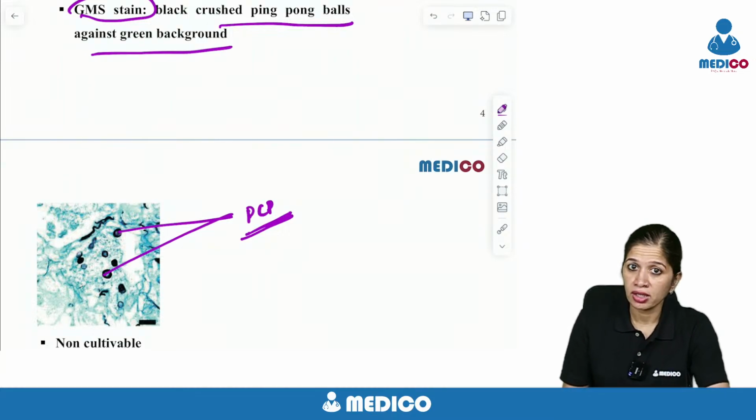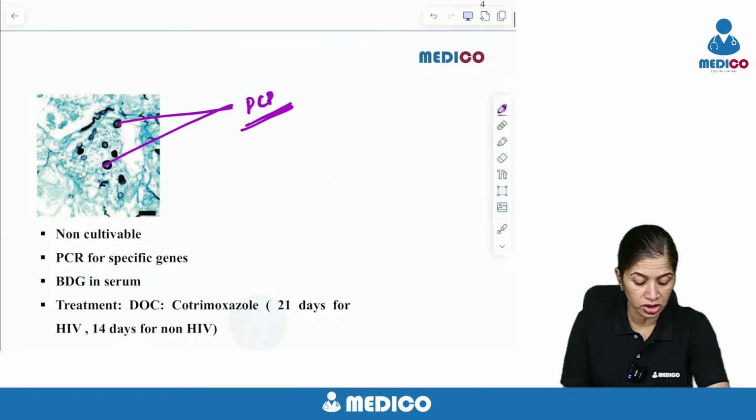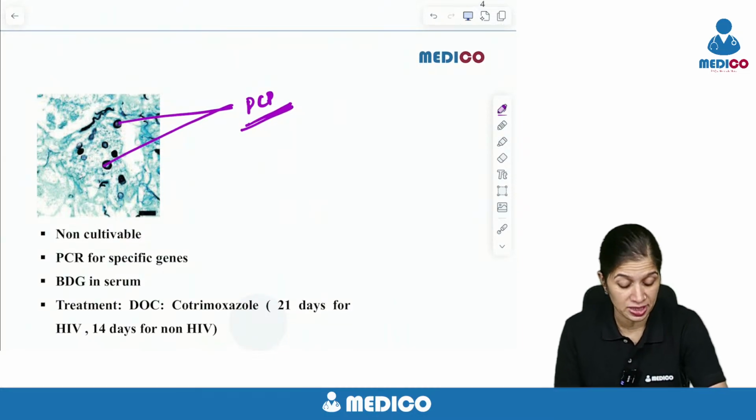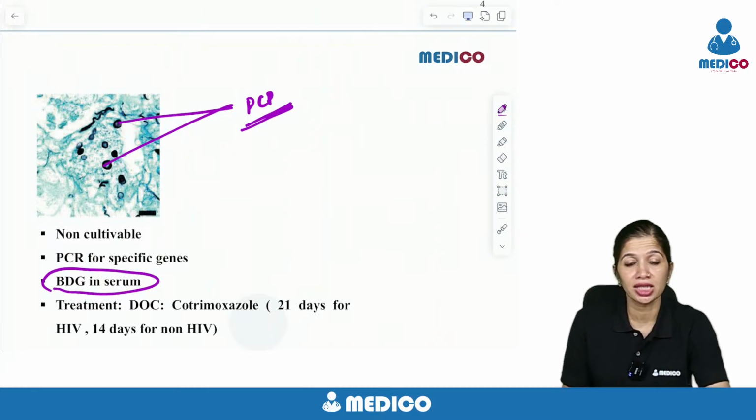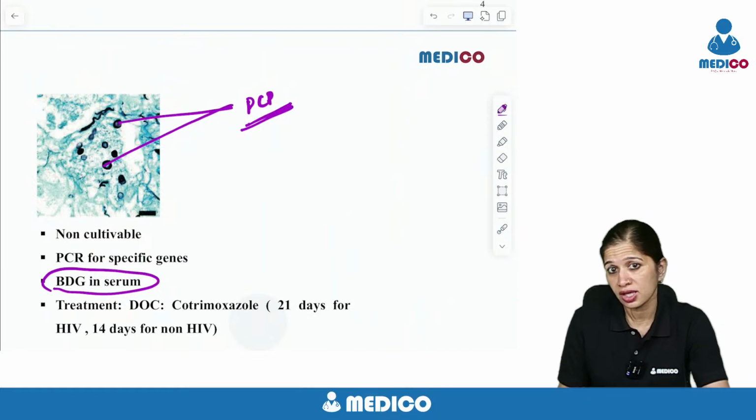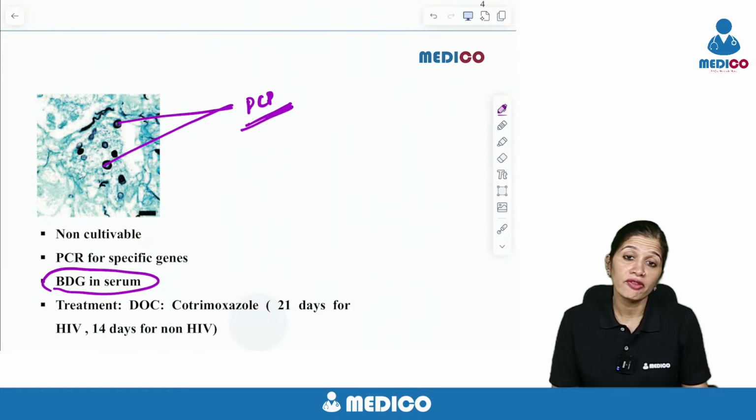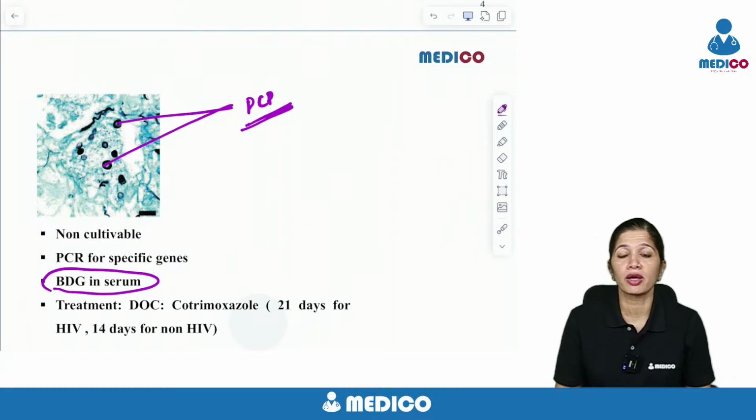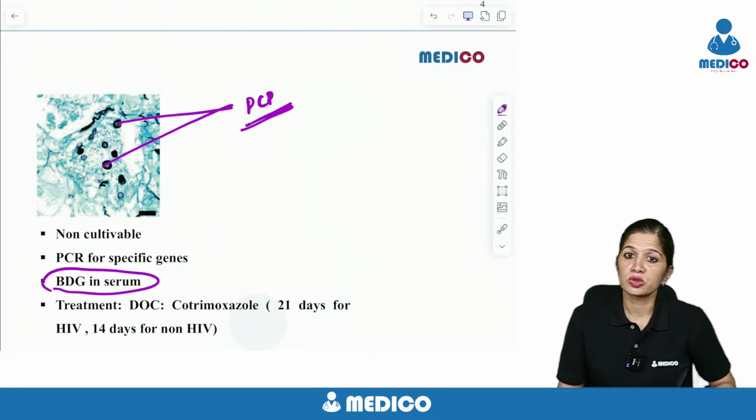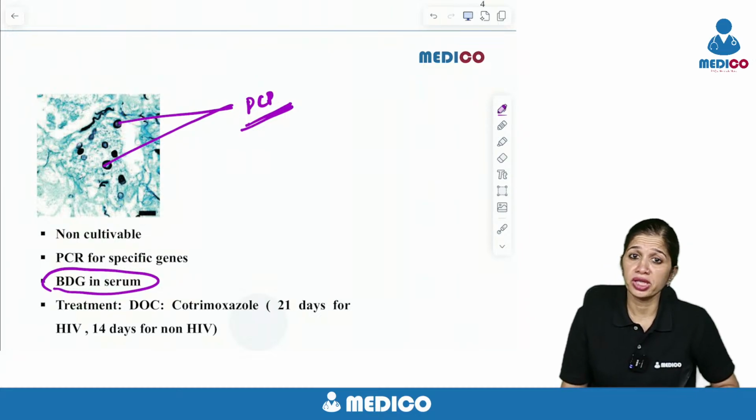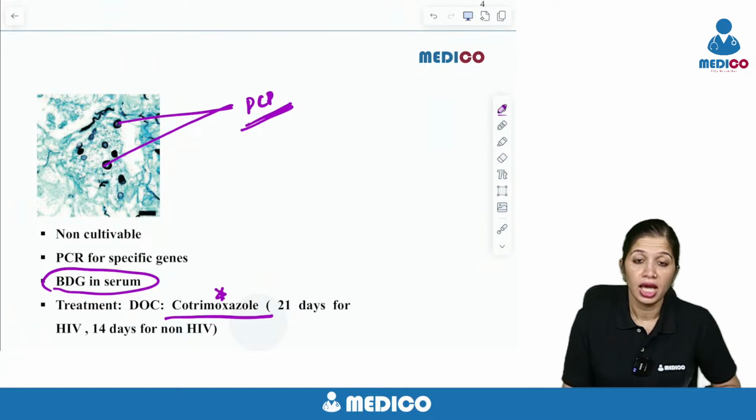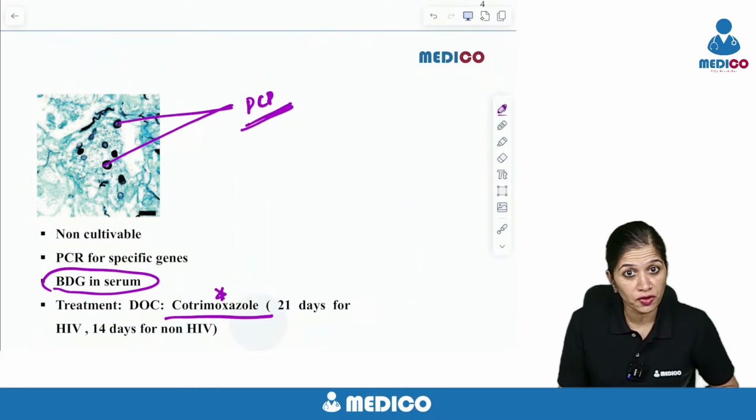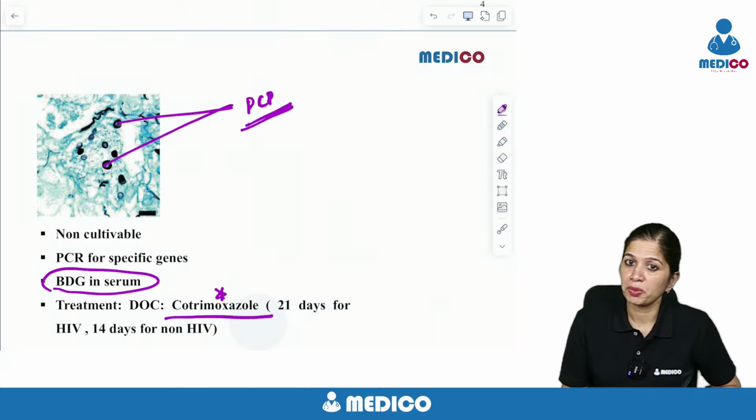Now this is non-cultivable, so you really can't do any culture there. Okay, you can do PCR for specific genes and you can do the beta-D-glucan in the serum. A beta-D-glucan in the serum would be a definitive pointer if you are suspecting a pneumocystis jirovecii infection. It is not only for pneumocystis jirovecii, but against the backdrop of a clinical suspicion, this test would be very useful. Now, treatment, the drug of choice is cotrimoxazole. Again, this is very, very important. And it has to be given for 21 days for HIV and for 2 weeks if the patient is non-HIV.